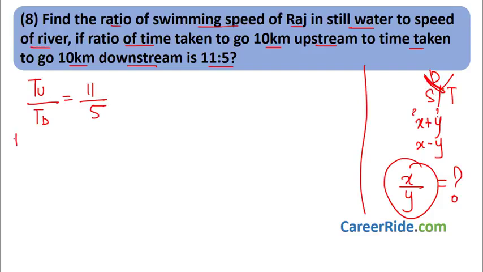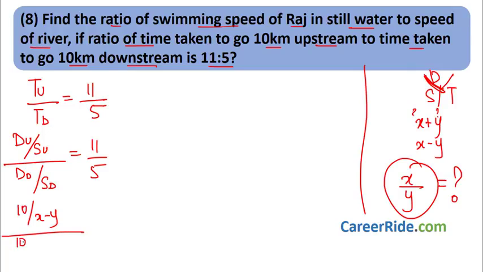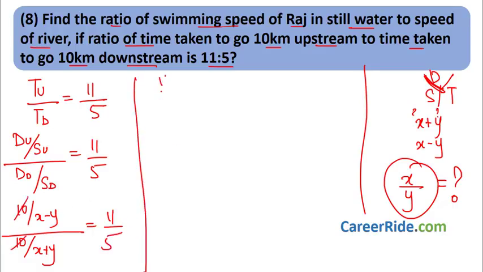So what do we have over here? Distance upstream divided by speed upstream upon distance downstream divided by speed downstream, that would be 11/5. Have they given the distance over here? Yes, they have given 10 kilometers upstream, 10 kilometers downstream. So we'll have 10 upon the upstream speed, x minus y. The downstream distance is 10, again downstream speed x plus y, that would be 11/5. 10 gets cancelled. What do we get over here? 1 upon x minus y divided by 1 upon x plus y equals 11/5.